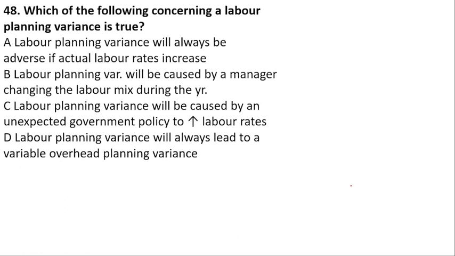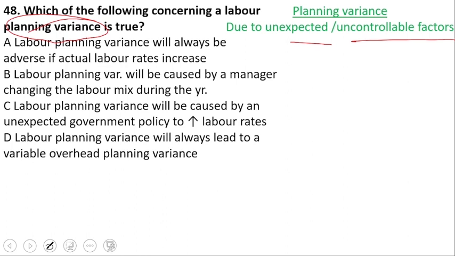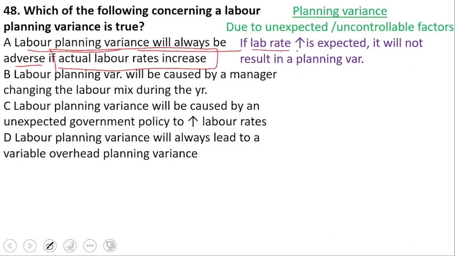Question number 48. Which of the following concerning a labor planning variance is true? Now, when do you have a planning variance? Planning variance is due to unexpected or uncontrollable factors. Option A, labor planning variance will always be adverse if the actual labor rates increase. Now, if the labor rate increase is expected, then it will not result in a planning variance. It is only for unexpected factors that a planning variance will arise, which means that option A is wrong.